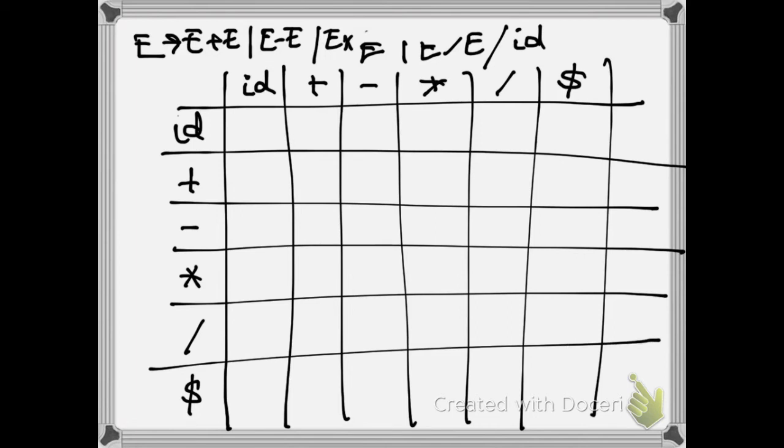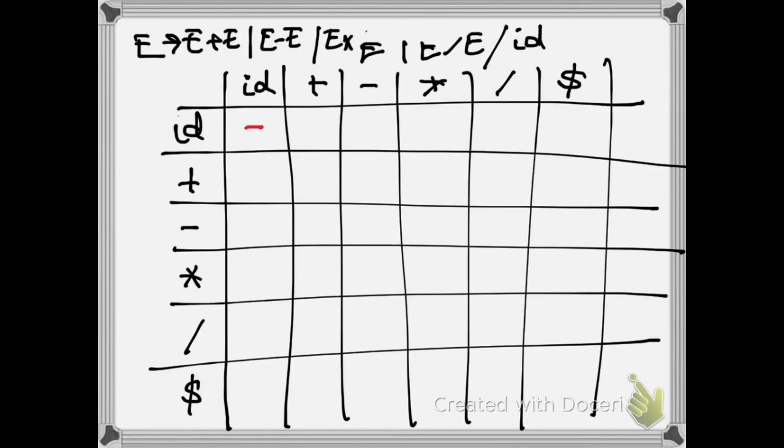So let's say ID and ID. If it is ID and ID, it is the same thing. So we are just going to put a mark here. This means that two IDs can never appear together in an expression. So if I have a mathematical expression or some expression, I cannot have ID and ID together like this.